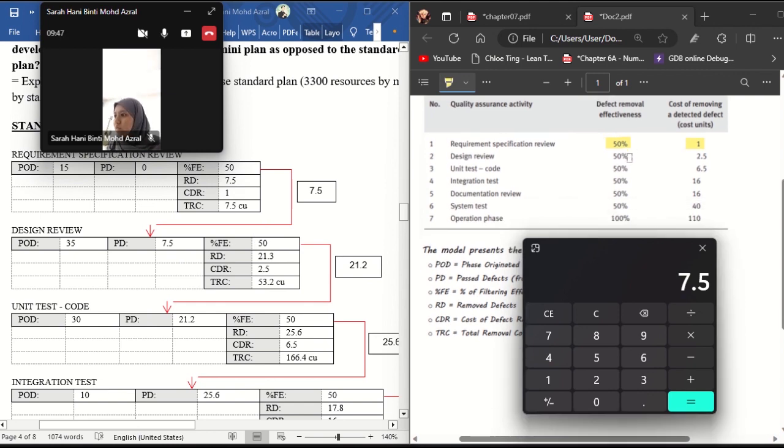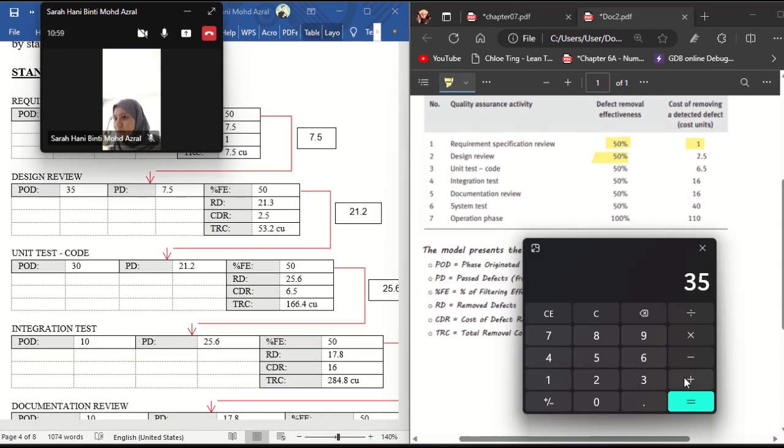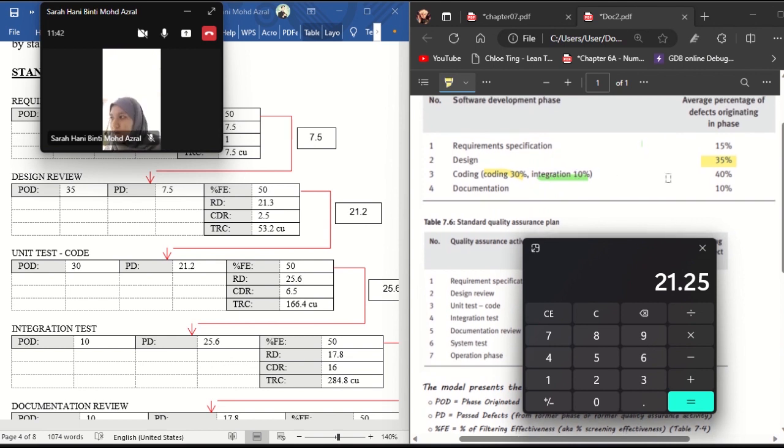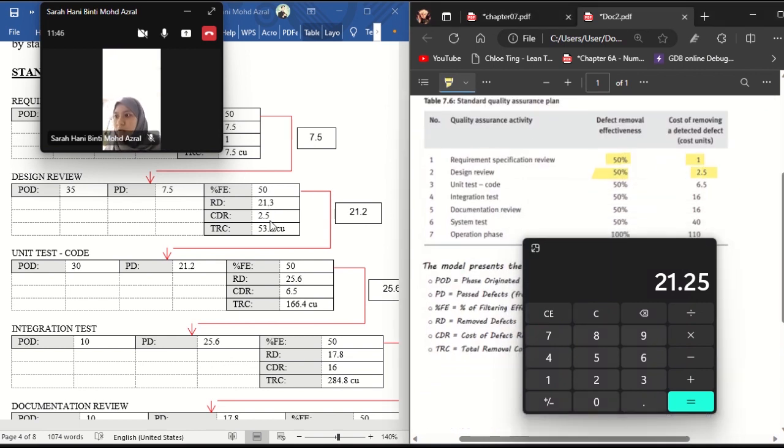And the FE is 50%, given from here. 35 plus 7.5, you get 42.5, and you multiply it by 1 over 2. We have 21.25. Based on the calculator, we have 21.25. We just have to round it to one decimal place, then you get 21.3. Next is CDR. From here we have 2.5. So from there you multiply it with the RD, 21.3 times 2.5, you get 53.125, and you round it, you get 53.2.